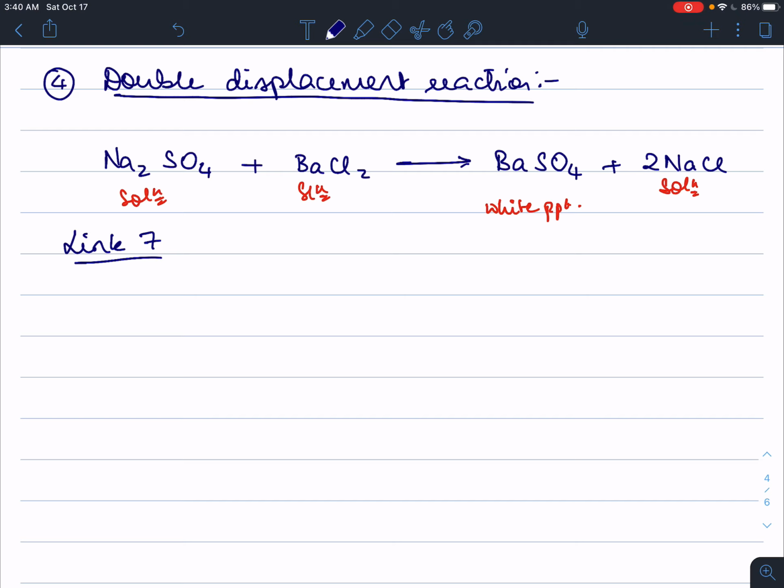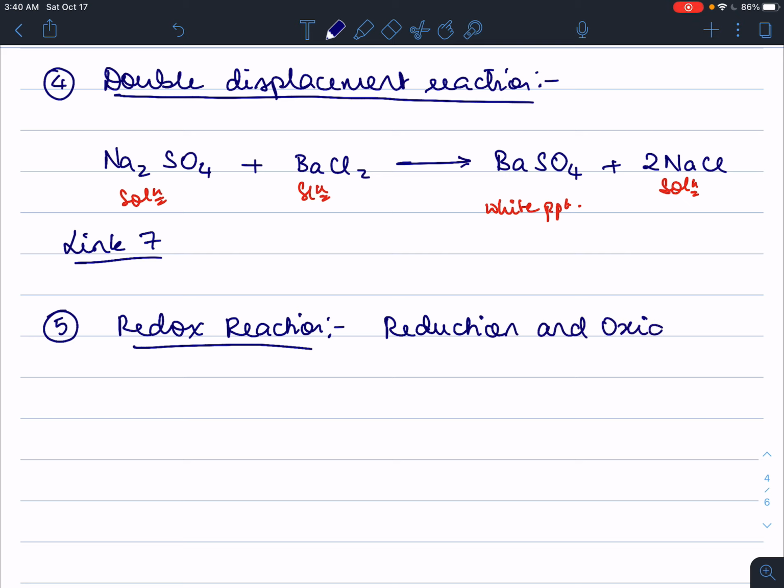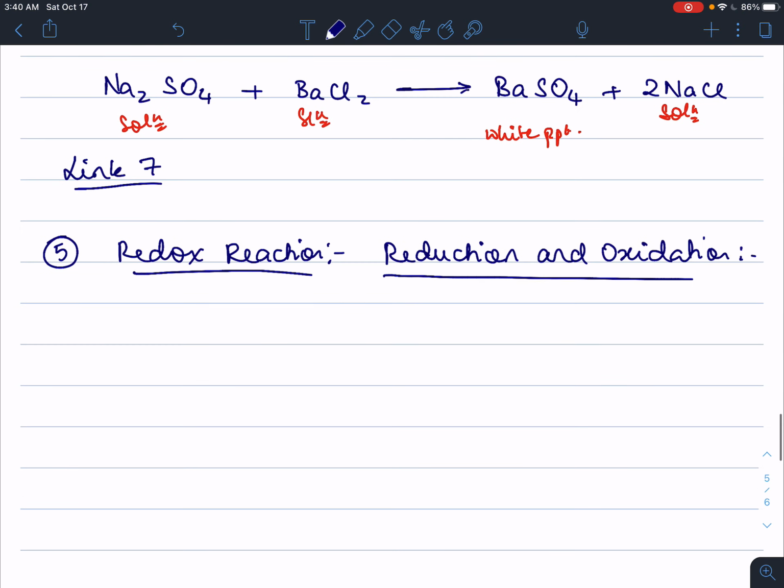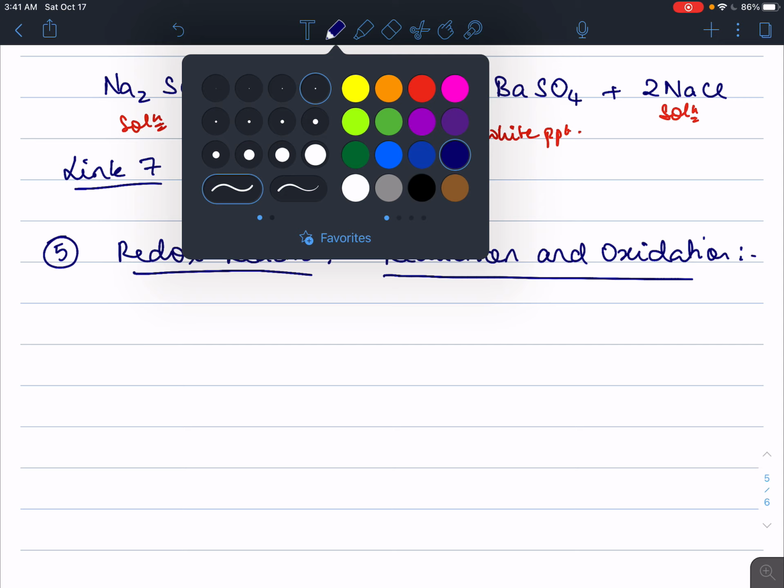So now we have seen 4 different kinds of reactions. The last one you want to look at is called the redox reaction, which is a short form for reduction and oxidation reaction. All right. So before we go into what this is, you first have to understand what reduction and oxidation are. All right. So let me write up a note here.